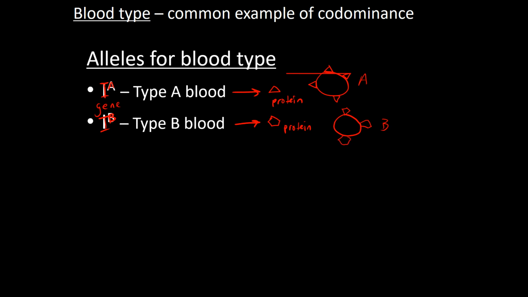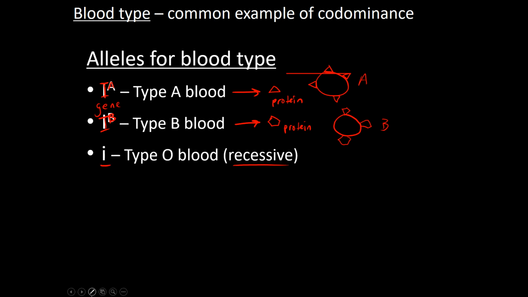Now the question is, for type O, what do we have? Instead of having an O, we are going to have a little i, and as you can see here, it says that it is recessive. Remember before, to get the recessive trait, you need two of these to show up in a person. So in order to get type O blood, which is just a naked red blood cell with no protein on the surface, this person would have to get two of these little i's.